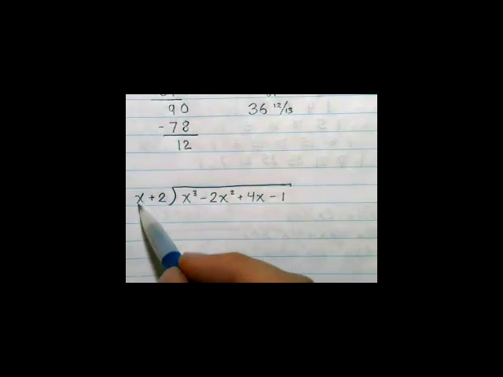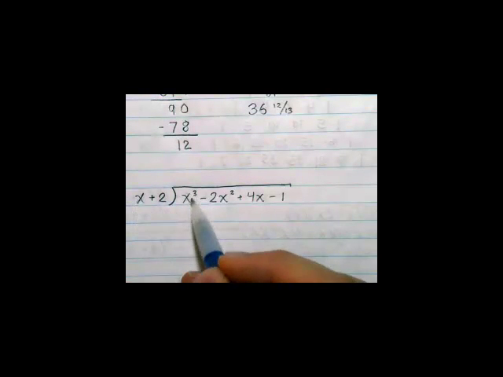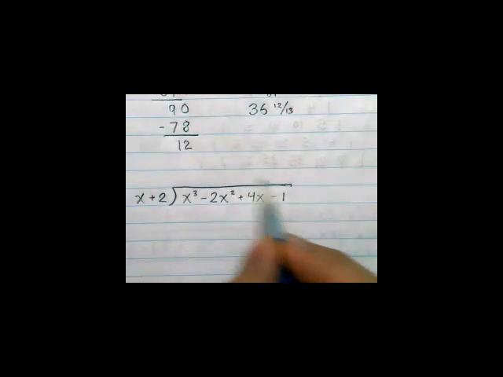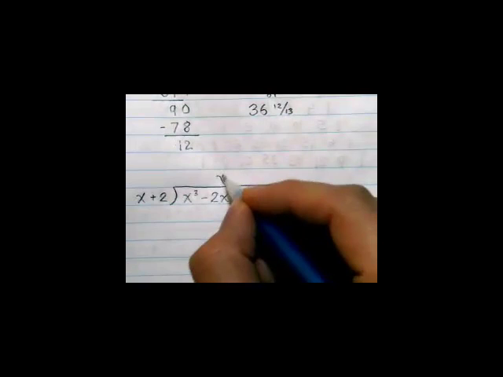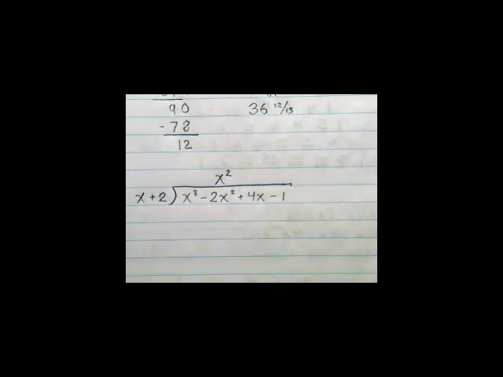I look at the first term of each. What do I need to multiply to this to get that? The answer is x squared. So I'm going to put x squared up on here. We'll talk about that in just a second. Question? All I did was figure out what do I need to multiply x by to get x to the third.